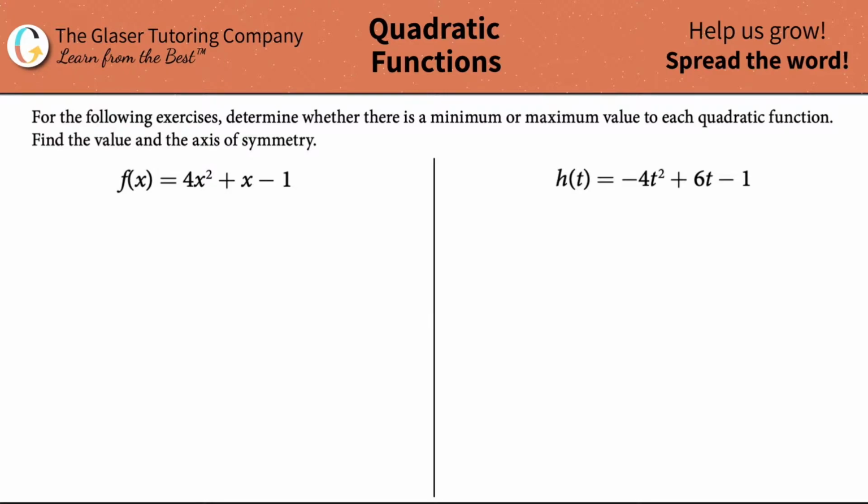For the following exercises, determine whether there's a minimum or a maximum value for each quadratic function, and then find that value and the axis of symmetry. Okay, so we have two quadratics here. I know we have a quadratic because the highest power for each function here is a squared. So that's a quadratic function.